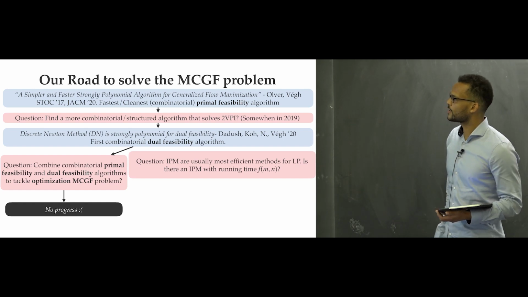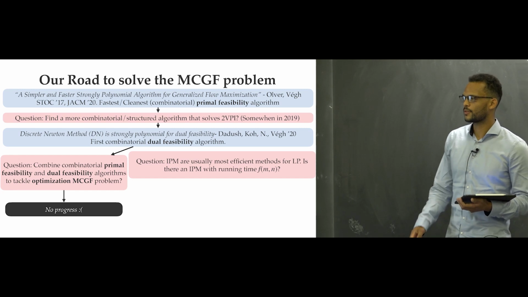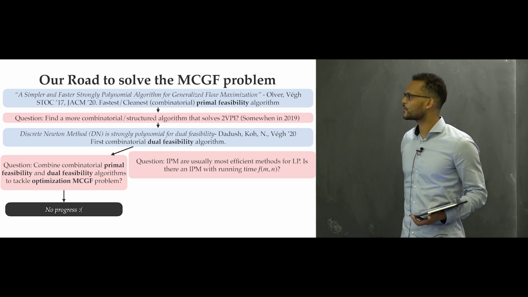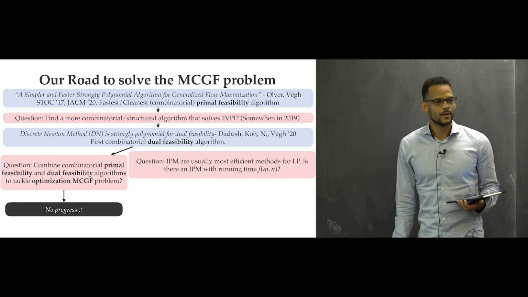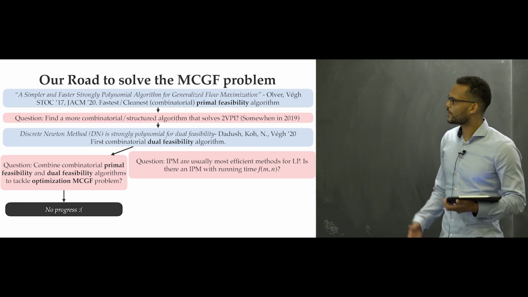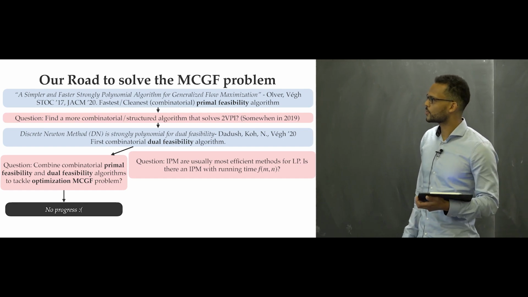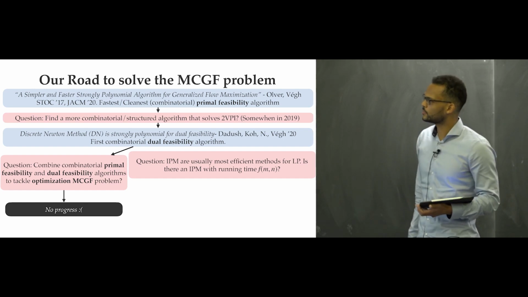And then we figured out, okay, that can be done. There is a strongly polynomial time dual feasibility algorithm. And then what often you do is come up with, okay, is there some primal dual framework where you always make progress either on the primal side or on the dual side to solve the optimization problem? And we went off and looked into this problem.